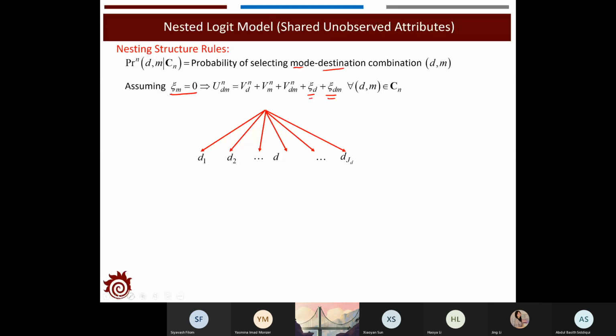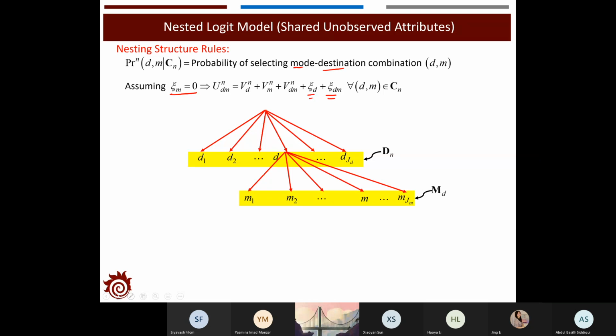The first level will only work on the destinations. So we will have JD different destinations, and that's actually the destination set. And for each destination, there would be multiple choices of the mode, and we call this one the lower level, or the level 1. And this one is defined as the mode set for each destination.